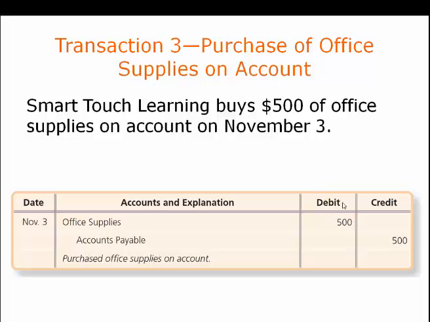So what we're going to do is credit accounts payable, and debit office supplies. Office supplies is an asset that we increased, but we also increased accounts payable as a credit. So we're increasing what we owe, but we're also increasing what we have.